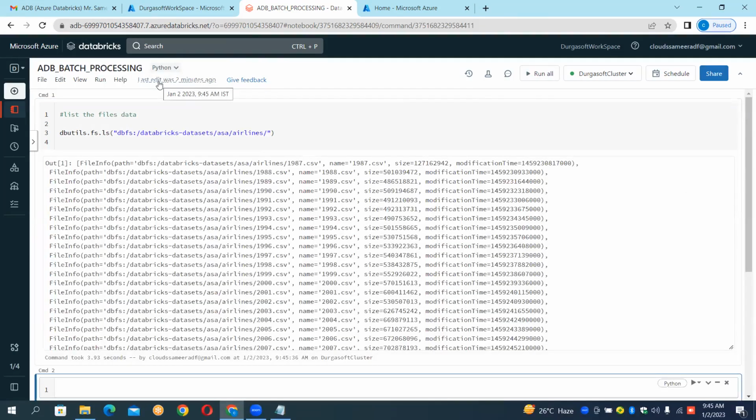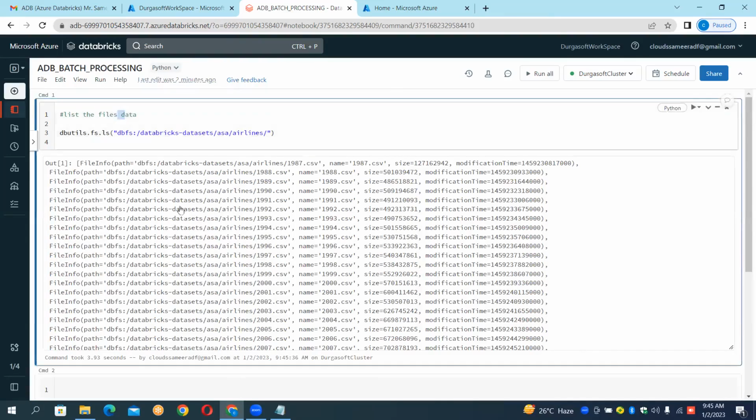Can you see? This is the sample data which is already available. And I think this is not the airlines file that we use every day. This is the sample, already available in Databricks. This is actually the airlines file, can you see here?